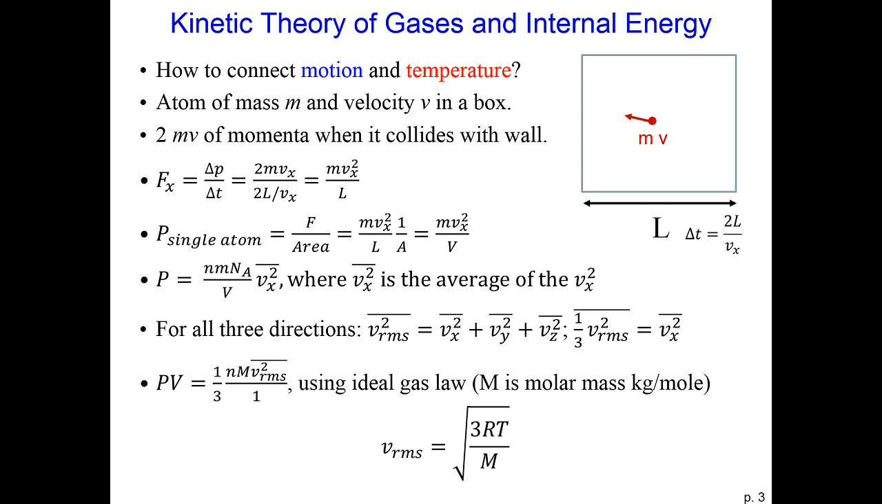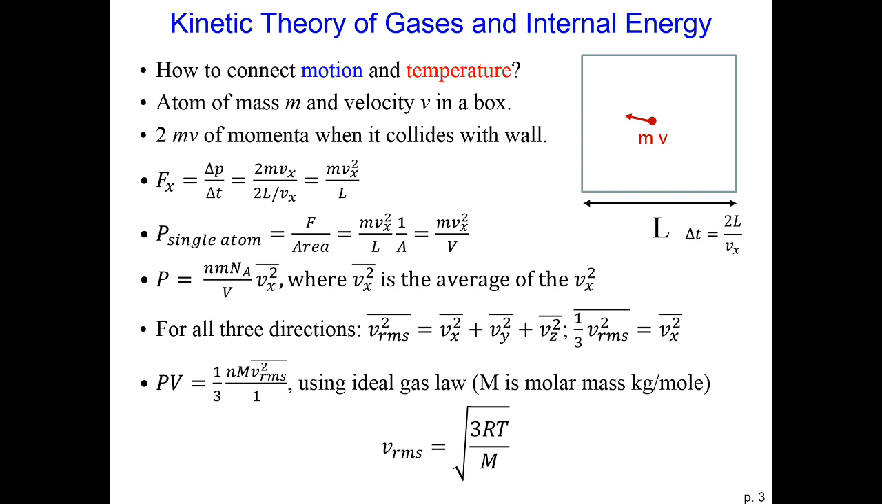Alright, so I'm going to maybe cheat a little bit here and work backwards using the ideal gas law. And from that we find that the root mean square of the velocity is equal to the square root of 3 times the gas constant times temperature divided by the molar mass.